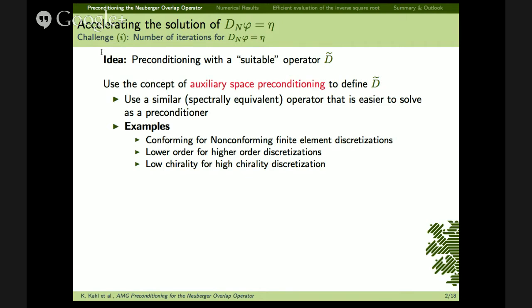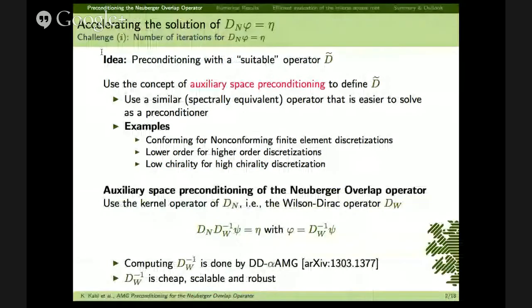Okay. It's just an example where people have used this. The idea came before, but then James mentioned that this actually fits into this framework. What we actually propose is to use a low chiral operator to precondition the Neuberger operator. Mathematically, we take this normal operator, the Neuberger operator is a normal matrix, and precondition it with a non-normal matrix. And the quality of the preconditioner depends on the normality of our preconditioner, which I will try to motivate in a minute. Okay, so the idea is just that we use an auxiliary space preconditioner to precondition the Neuberger overlap. And what do we use? Well, we use the kernel operator.